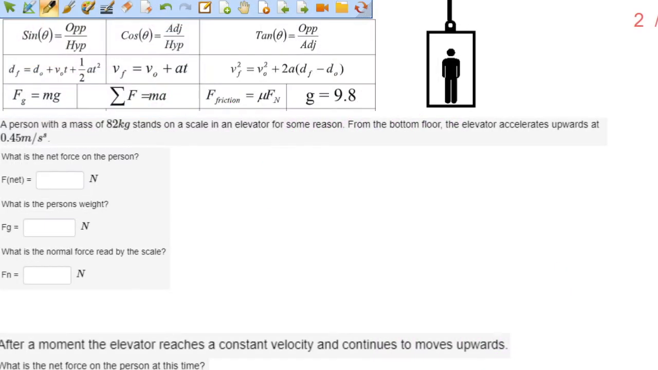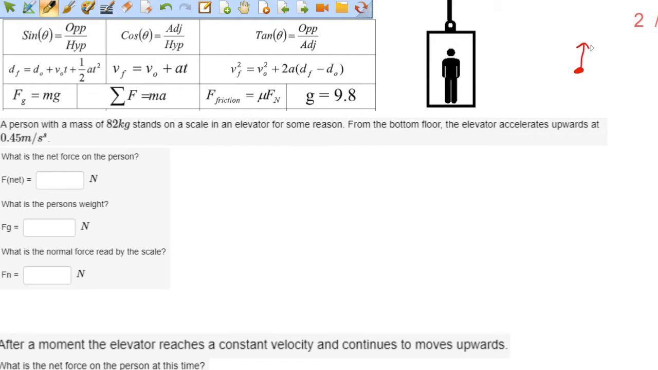All right, guys, let's go ahead and get started with this next problem. A person with a mass of 82 kilograms stands on a scale in an elevator for some reason, who knows why. But from the bottom floor, the elevator accelerates upwards at a rate of 0.45 meters per second squared. So again, first thing we want to do is label our origin so we know what's considered the positive direction and what's considered the negative direction.